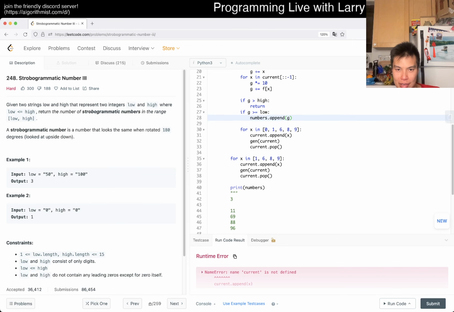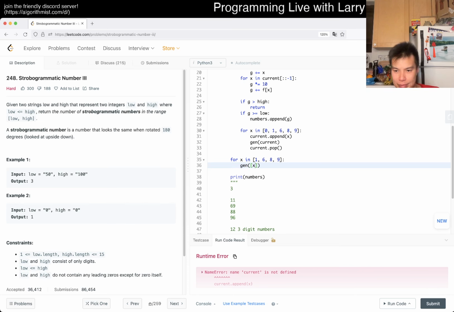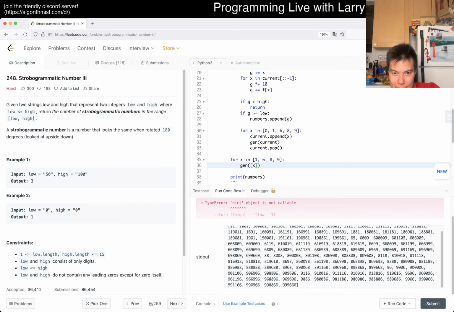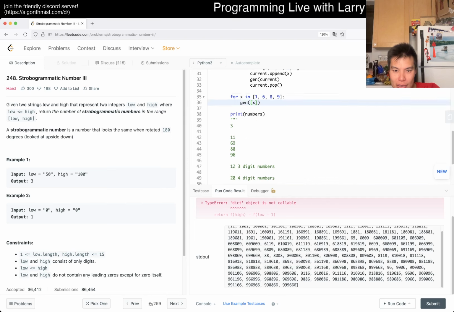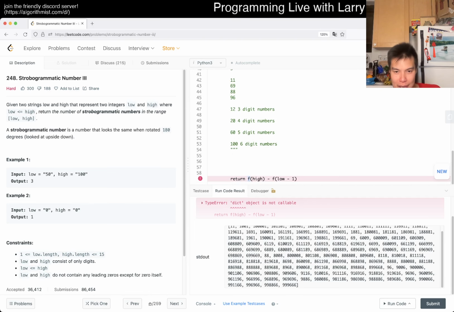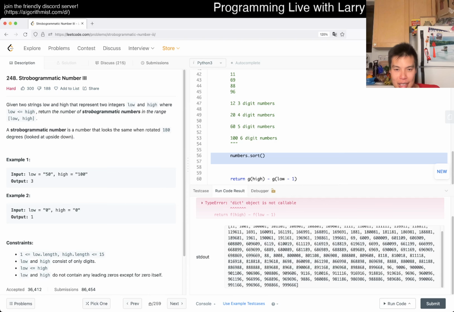Current is not defined. Okay. Why do I write it like this? Alright, so this looks good for the even digits, right? Dict is not, oh, because I coded F. Okay, that's fine. Yeah, I mean we have to rename it. Let's go with G. Actually, I think that's fine. I think we did it.